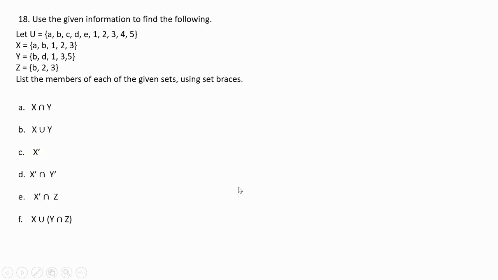Now we're doing sets. I believe this is from chapters 8 and 9, the last two chapters.